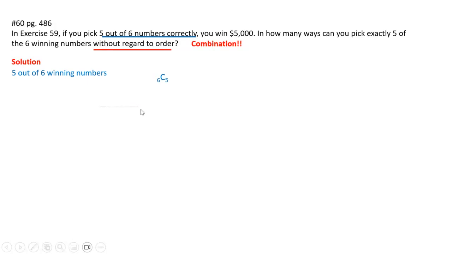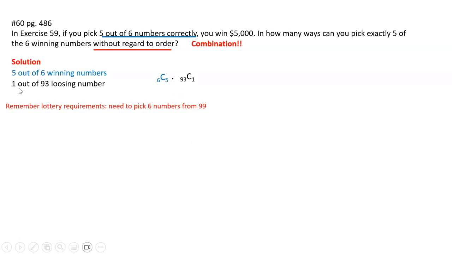Now, how many are left? Remember, the lottery requires you to pick 6 numbers from 99. We already picked 6, so we use 5 and 6 and pick 5. Then we're going to choose 1 out of 93. Why? Because the second part is going to be 93 combination 1.